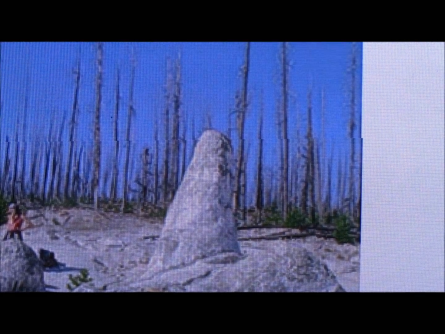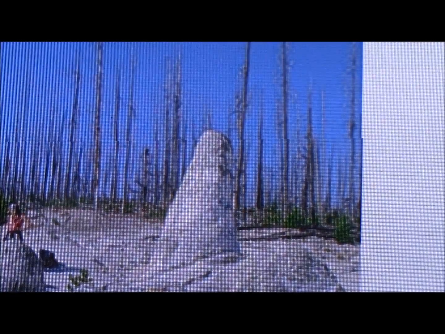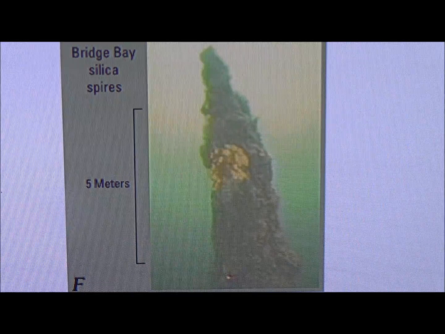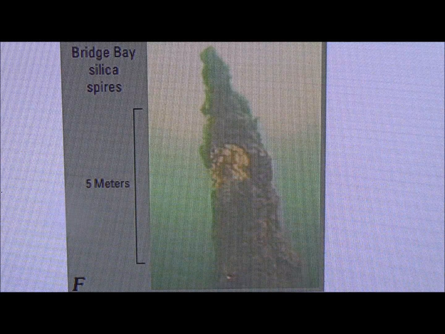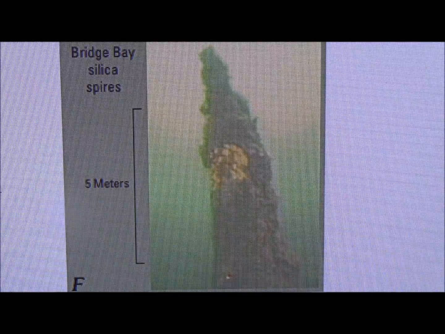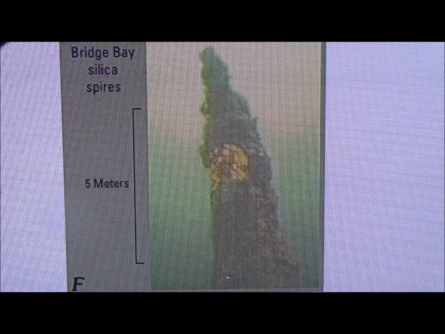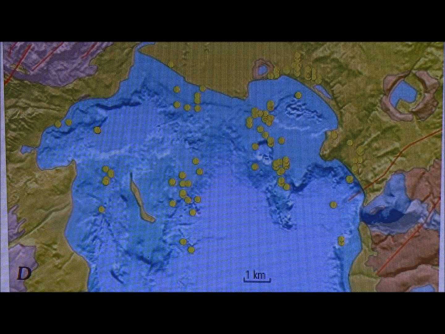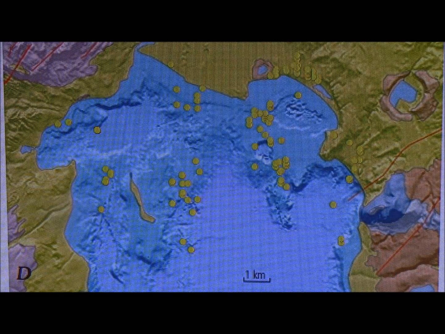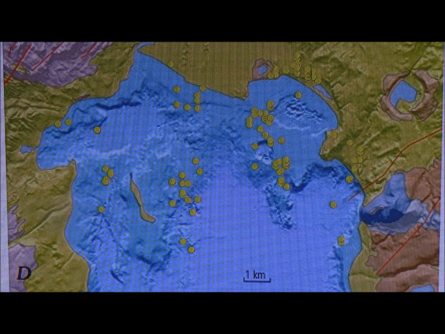Now let me show you a picture of the same thing that's under Lake Yellowstone. Here's a picture of one that they took under the Bay Bridge part of Lake Yellowstone. And it's the same thing, a silicon spire that has formed from one of the geothermal areas. And then here's one on dry land that's actually erupting at the time. And we're just going to end with this map of Lake Yellowstone. All the yellow is either lava flows or thermal vents.